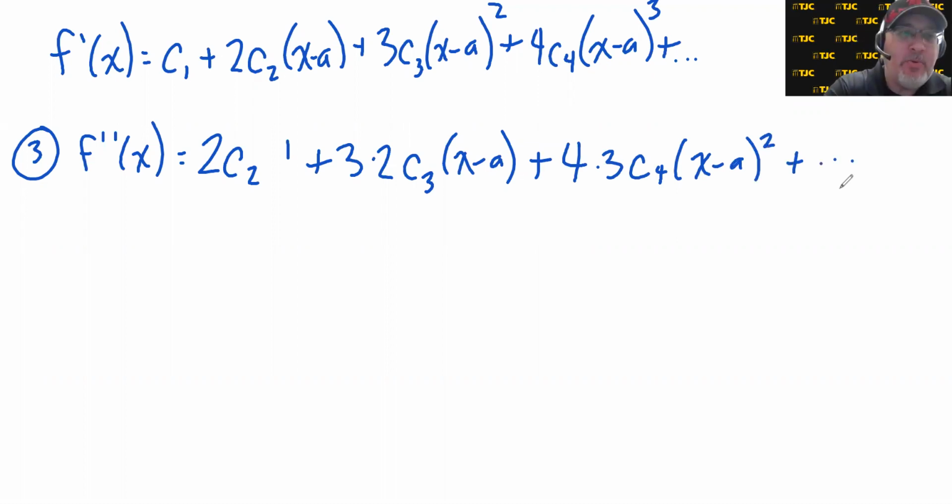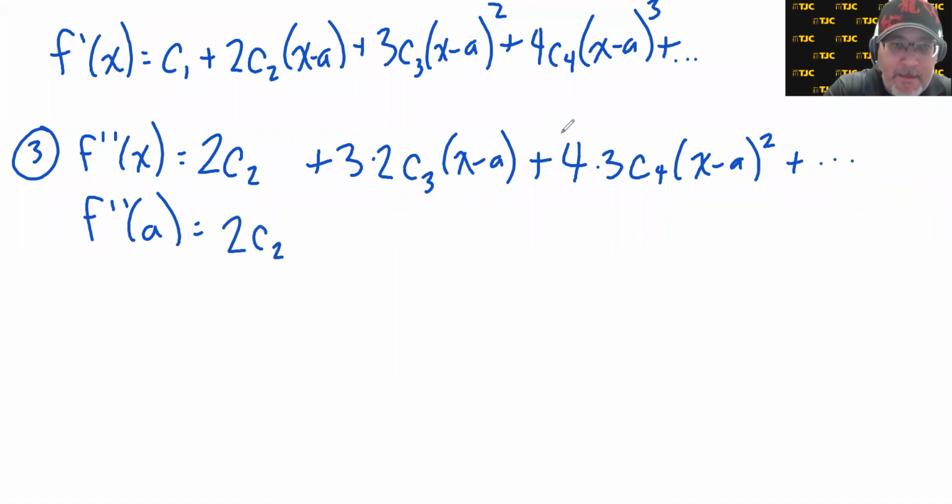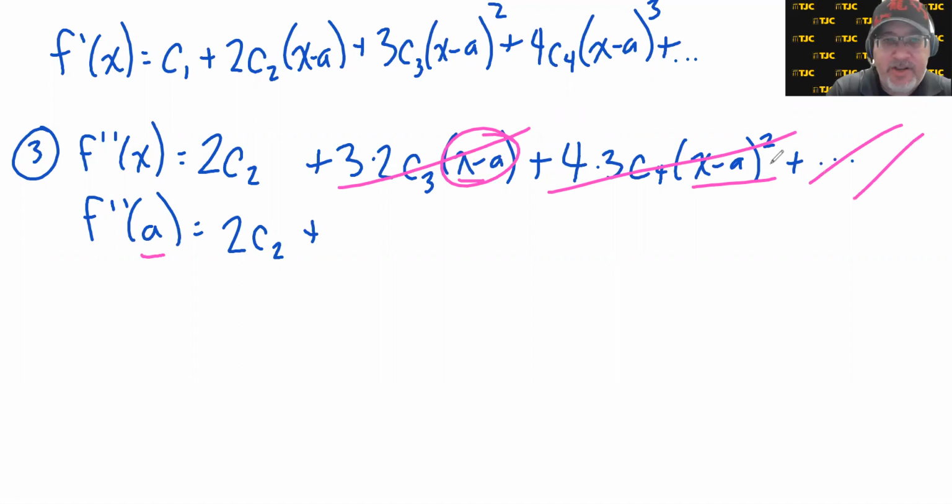And let's see what happens when we evaluate the second derivative at the center. Well, we've got the 2c2, plus, well, everything else would zero out, because when you put a here, this is equal to 0, that term's gone. This is equal to 0, they're all gone except for the 2c2 up front.